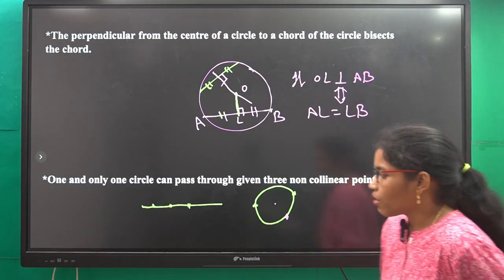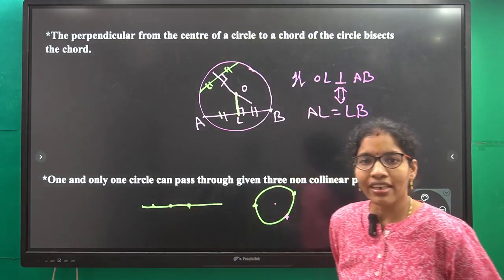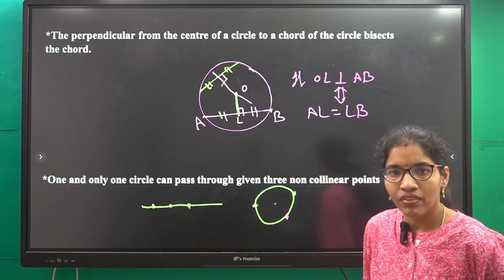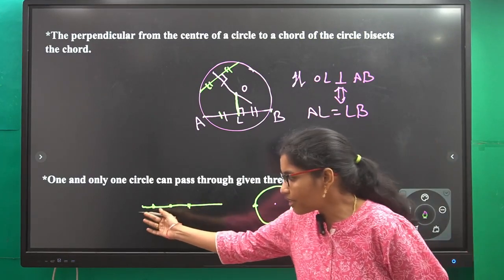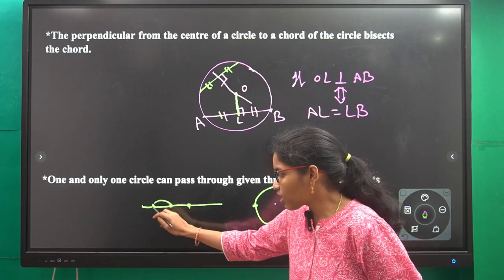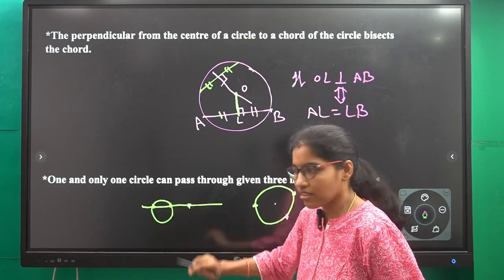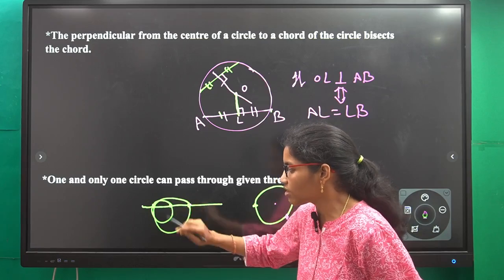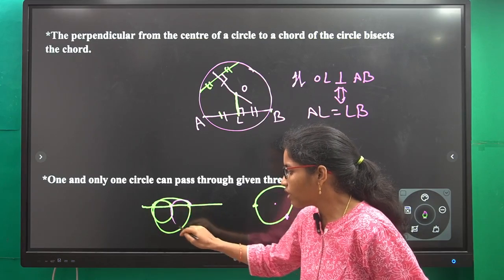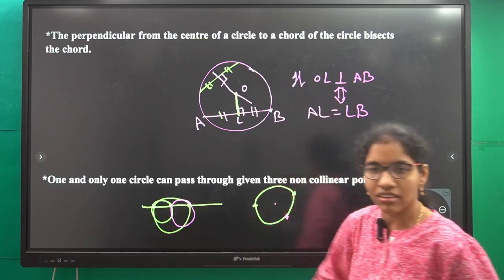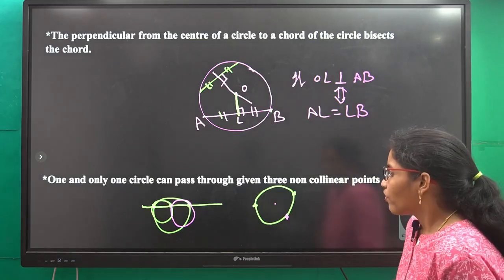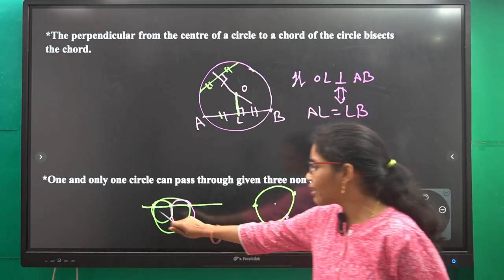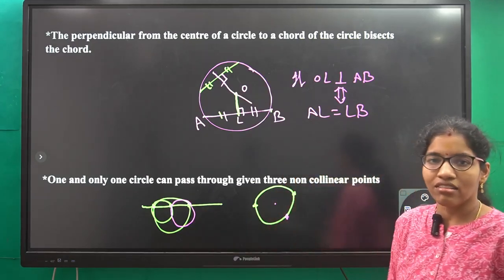So with any three non-collinear points, only one circle can pass through those points. What about collinear points? How many circles can pass through three collinear points? 0. It is not possible, right? Suppose I am taking a circle here, it doesn't touch all the points. I am taking a circle like this, it doesn't touch. I am taking a circle between here, it doesn't touch. So if the 3 points are non-collinear, only one circle can pass. But if the 3 are collinear, 0 circles can pass through them.